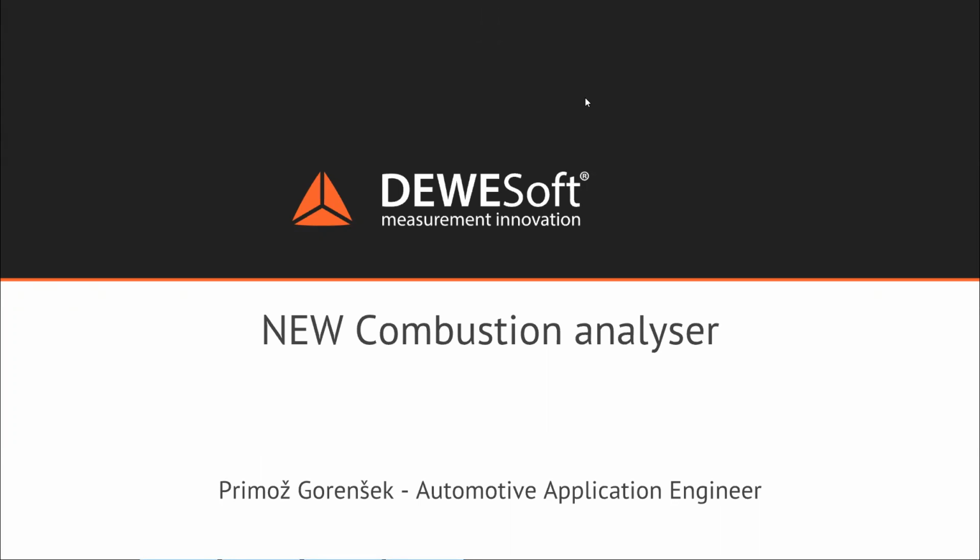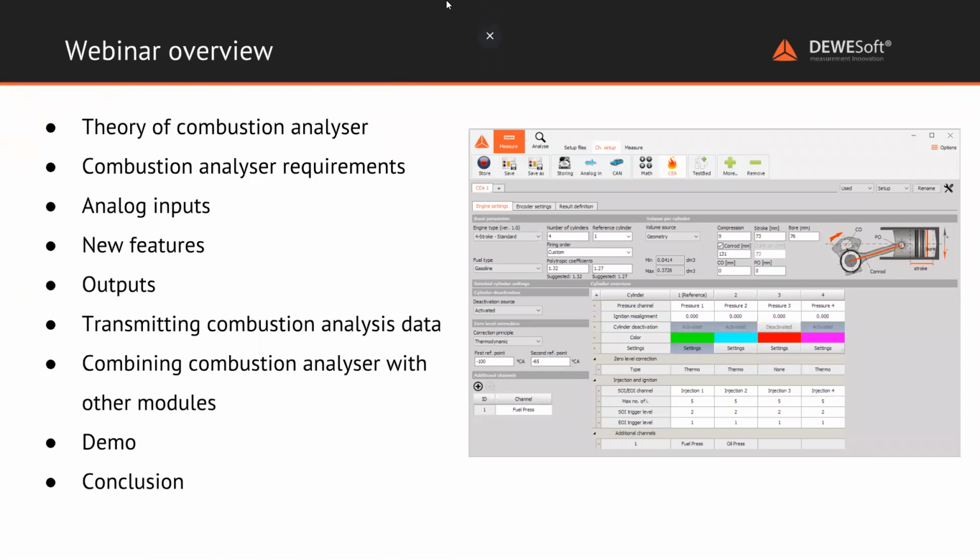So I'll present to you first some theory for combustion analyzer, what are the requirements to run it inside Dewesoft, what you need to be careful with selecting and connecting analog inputs, what are some of the new features, some new outputs that we have also added to the combustion analyzer, how you can transmit combustion analysis data to other systems, and how easy it is to combine combustion analyzer with other modules. Then we will switch to the software, see how this looks like in Dewesoft. And at the end, we'll have a few minutes left for discussion and questions.